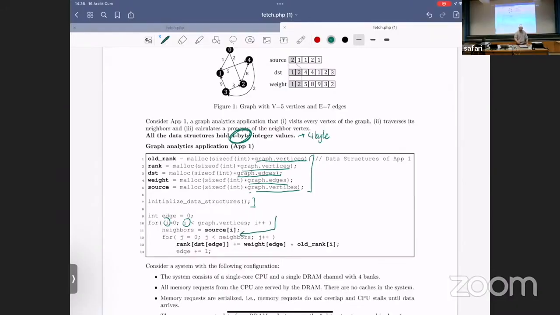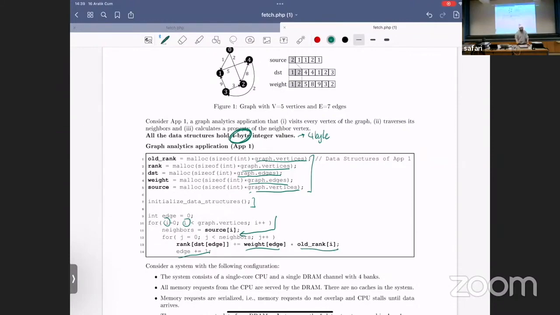Using the source of I, we first find out how many neighbors this vertex has. Then we need to iterate on top of the neighbors. When we iterate on top of each one of the neighbors, we first need to do 2 reads. Our first read was the source of I, right? The next read was the weight. We need to read the weight at the edge, right? And as you can see, the edge is a counter that progresses after its nested loop. I will say why this is important in the first question.